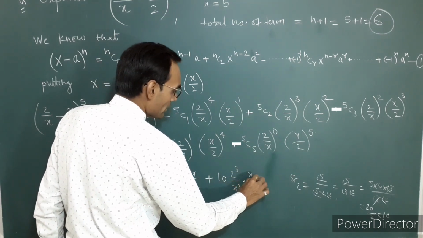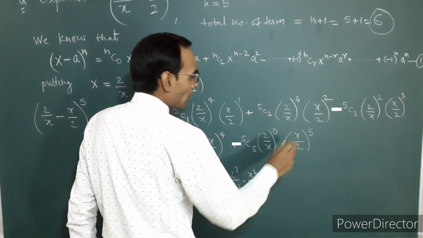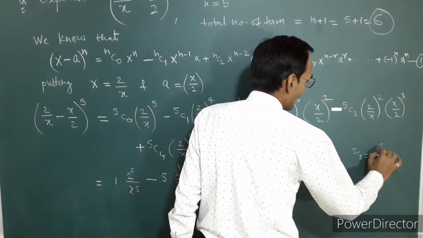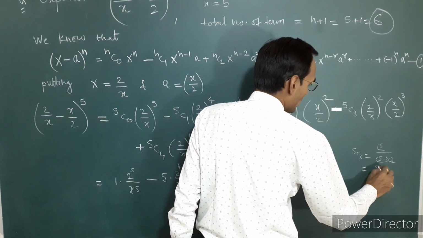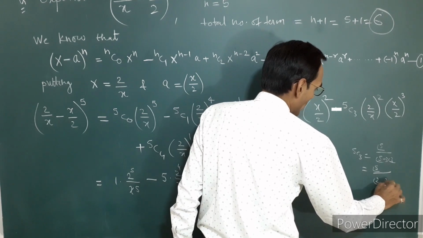and 2 raised to 3 upon x raised to 3 into x raised to 2 upon 2 raised to 2 as it is, plus 5C3. 5C3 we will find here. 5C3 is factorial 5 upon (5 minus 3) factorial into factorial 3. So it becomes factorial 5 upon factorial 2 into factorial 3.